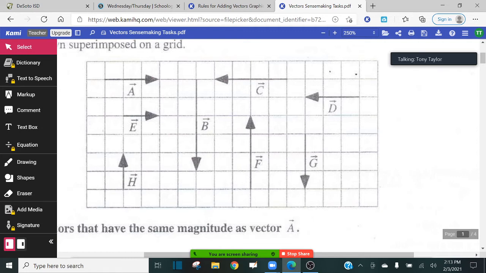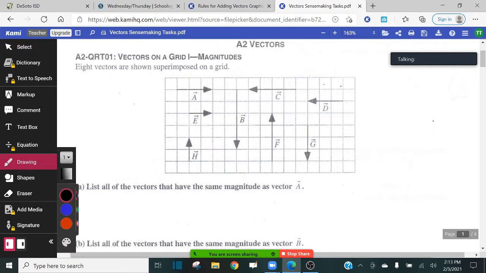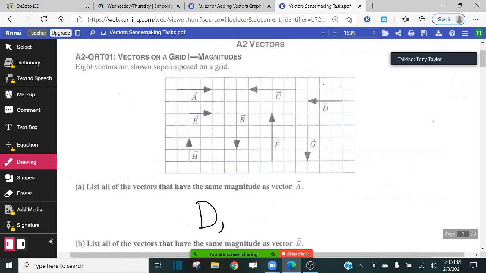Y'all want to tell me? Kind of put it in the chat box. What do y'all think? D and G. Exactly. Yeah, D is 1 and G is 1 as well. Thank you. Yes, all right. So yes, D and G.